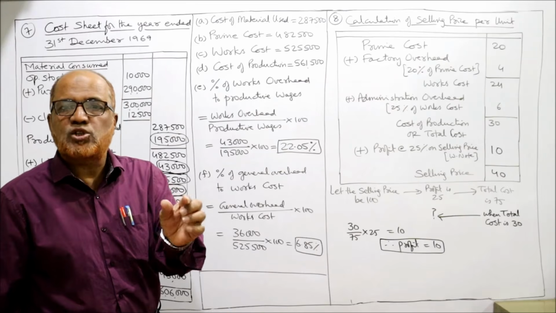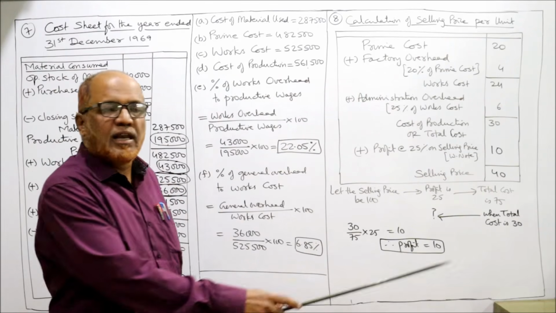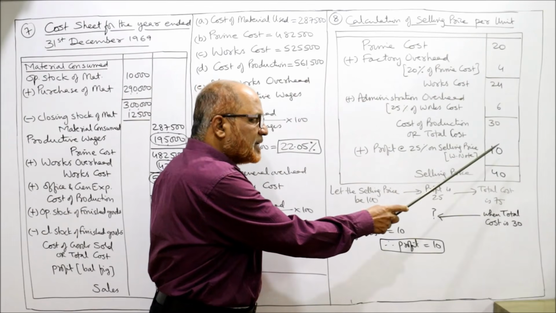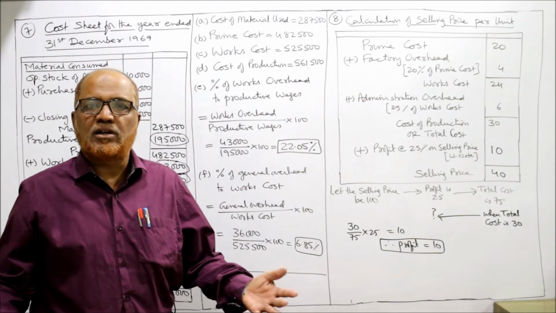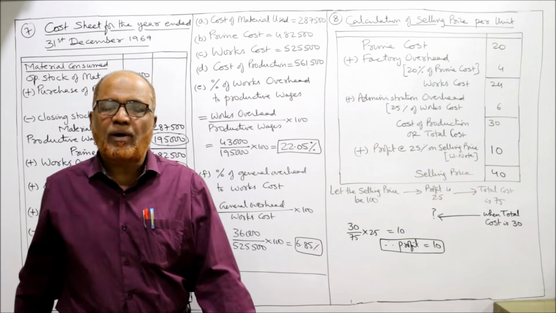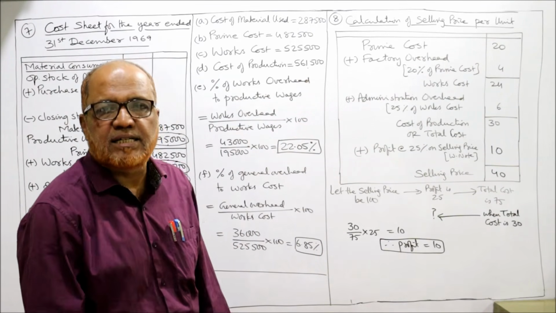It is saying profit is 25% on selling price. Selling price we got 40. Calculate 25% of 40. You must get 10, and we got 10. That means our calculations are correct. That's how we have completed problem number 8.